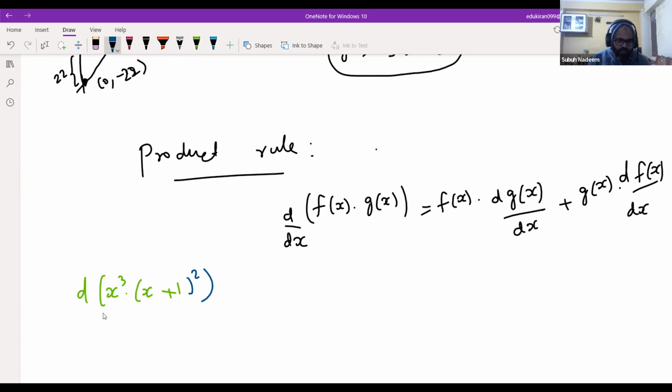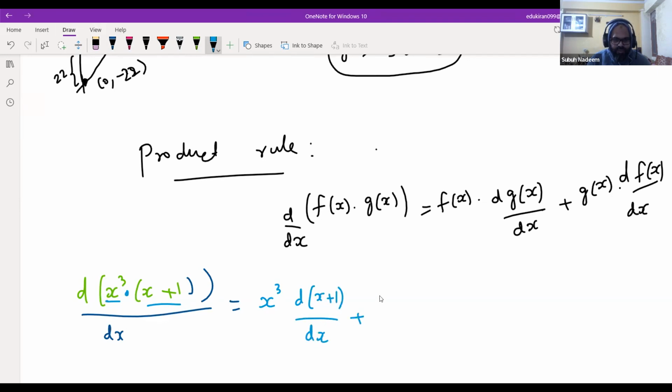d by dx of x cubed into x plus 1. First of all, you can write it like this, let us write it as x plus 1. That is better. So this is x cubed, this is x plus 1. These two are getting multiplied. So what you can do, you take x cube outside, you differentiate x plus 1 with respect to x. Then you take x plus 1 outside and you differentiate x cube with respect to x.